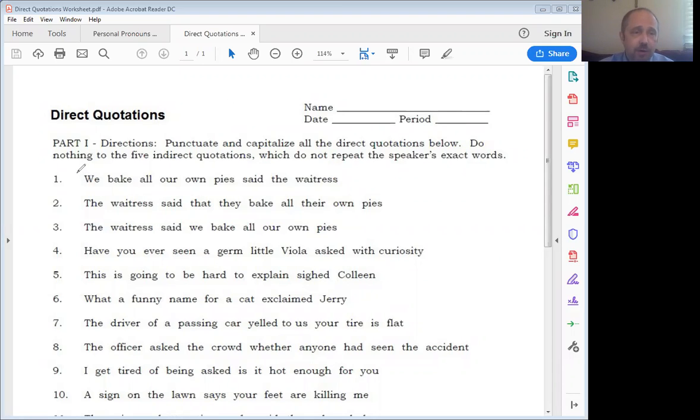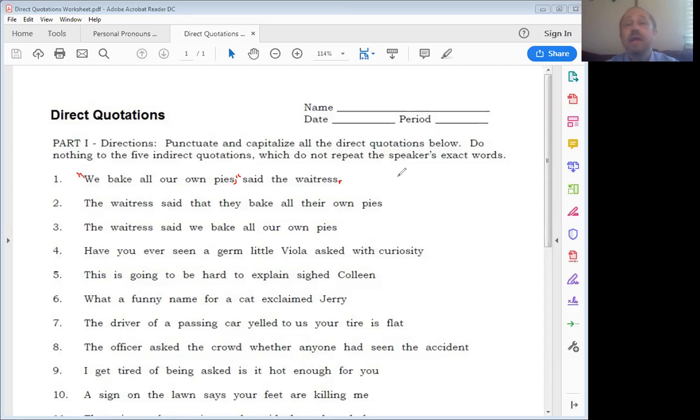And because it's a direct quotation, I'm going to put quotation marks at the beginning here. Apologize for my sloppy computer handwriting. And then where her sentence ends here with pies, I will put a comma and then another quotation mark, like so. And then the period goes here. That's supposed to be a period. That's kind of sloppy. But again, I have kind of a blunt tool to use here for these videos. So quotation mark, "We bake all our own pies," comma, quotation mark, "said the waitress," period.